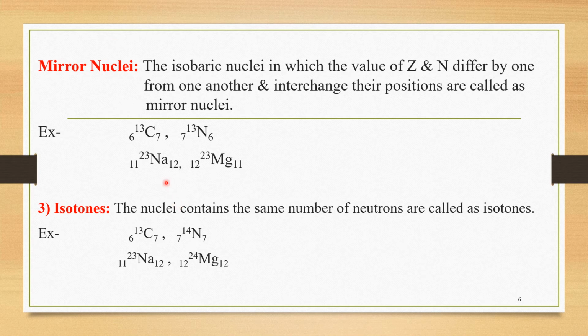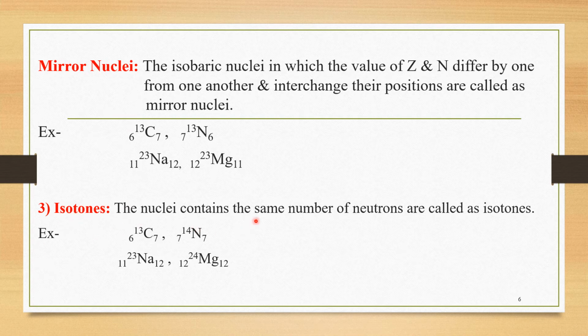The second important example is that of the nuclei of sodium and magnesium. In this case also, the numbers of protons and neutrons get exchanged between these two nuclei, so they are called mirror nuclei. The third important type of nuclides is isotones.